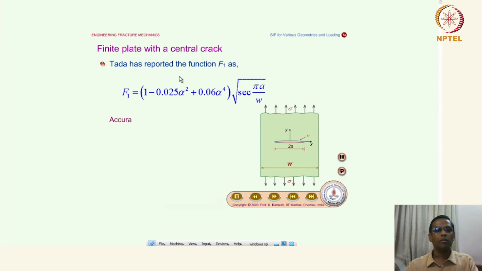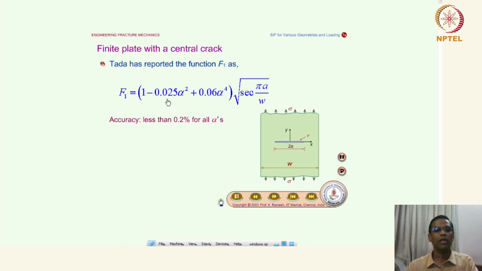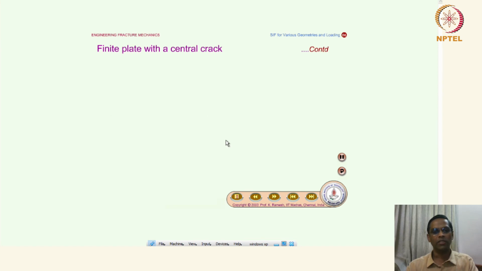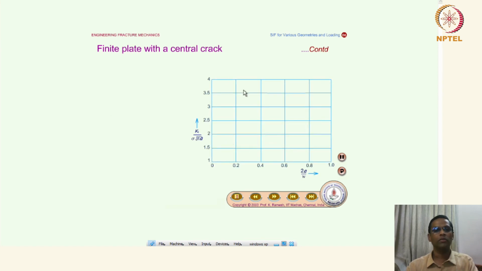And Tada has reported the function f1 as f1 is equal to 1 minus 0.25 alpha square plus 0.06 alpha to the power 4 into square root of secant pi a by W. This has an accuracy less than 0.2% for all alphas. So now we have looked at three expressions for the similar problem. Now we will compare how these results appear.